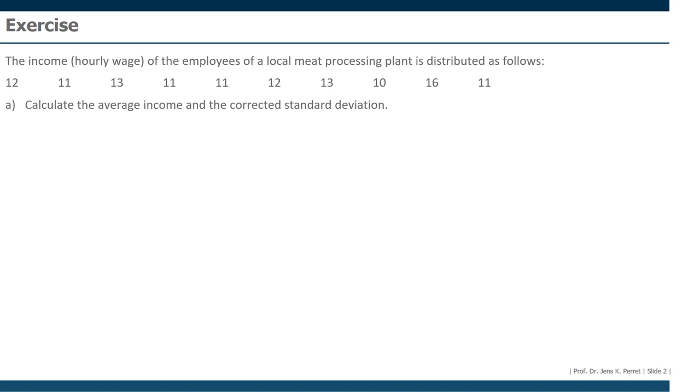First, calculate the average income and the corrected standard deviation of the hourly wage. Part B, calculate the corrected skewness and kurtosis of the data set and interpret the results. And we only have part A because we need this as input for part B. So let's start with part A.